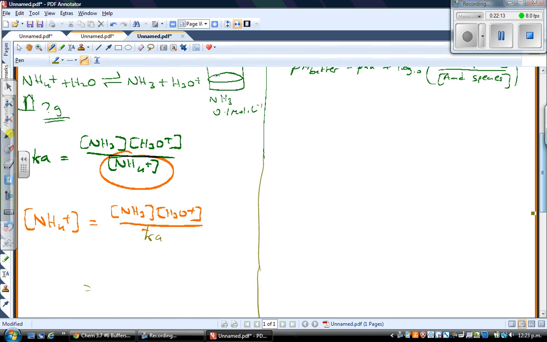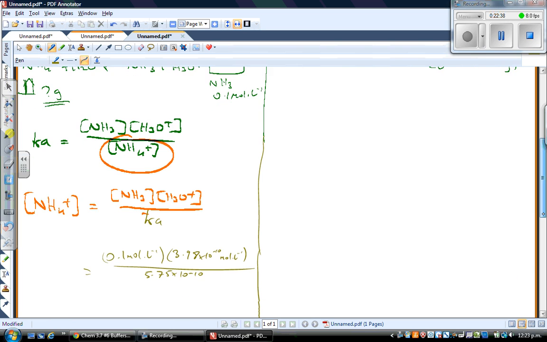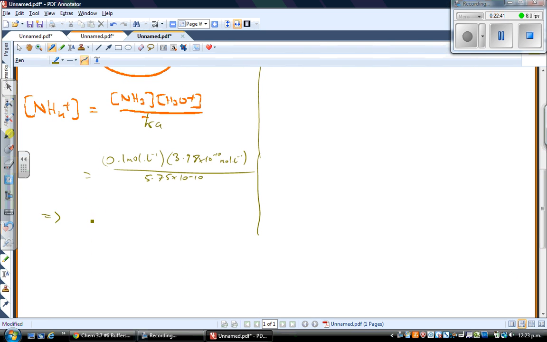So our calculation is going to be as follows. The concentration of ammonium equals 0.1 moles per litre times the H3O plus, which was 3.98 by 10 to the minus 10 moles per litre, over the Ka value, which was 5.75 by 10 to the minus 10, unitless, and this works out to be a value of 0.0692 moles per litre for our ammonium. Now we have the concentration of ammonium, and our question originally asked for the mass of ammonium chloride, so we're not quite there yet.